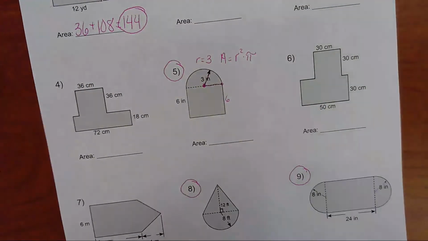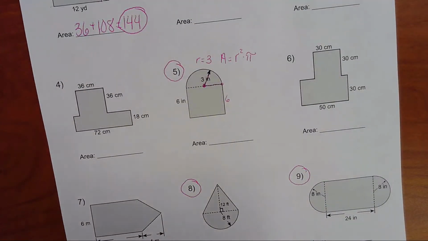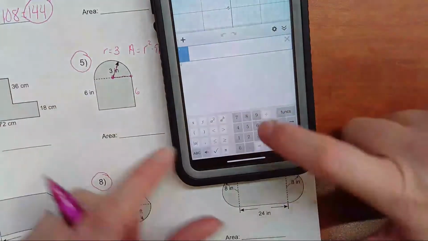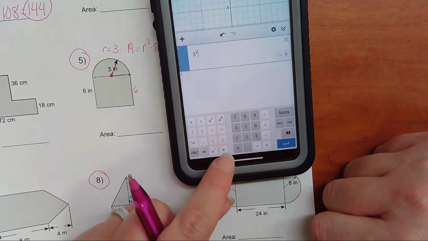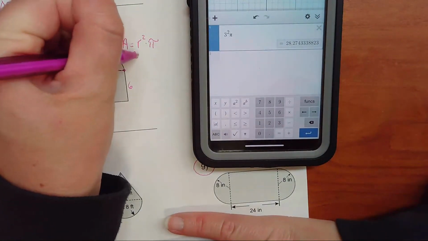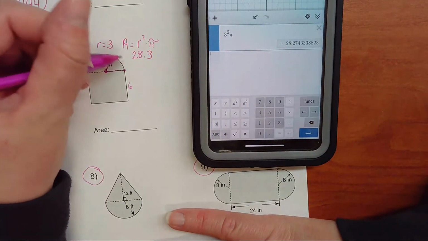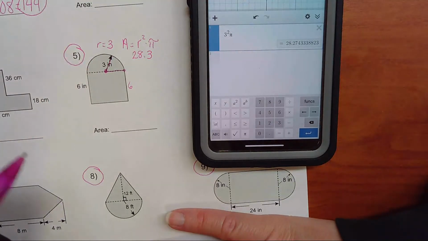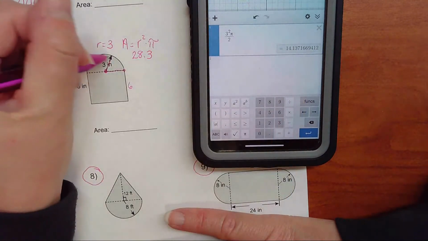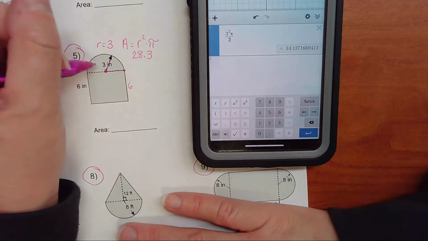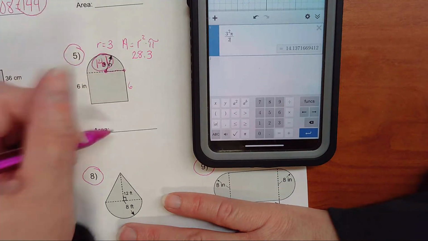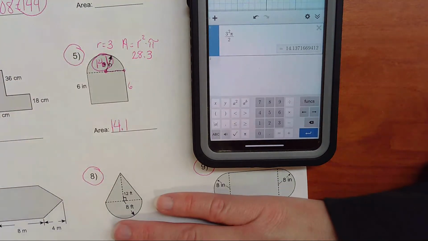So I'm going to grab my Desmos out. So here's my Desmos. I take r squared, which was 3 squared, and then times pi. And I get 28.27. So 28.3 is what the area of a whole entire circle would be, but this is only half of a circle. So then I'm going to actually divide by 2. And I find the area of my semicircle, or half a circle here, to be 14.1. So 14.1 is the semicircle, I'm sorry.